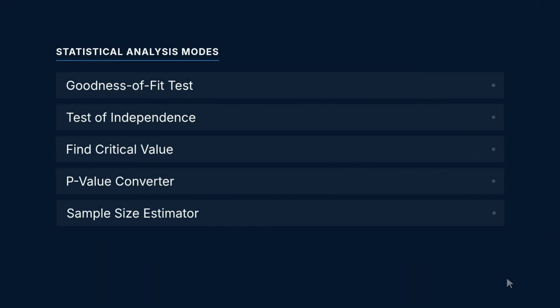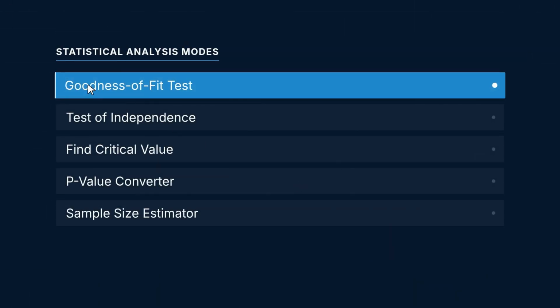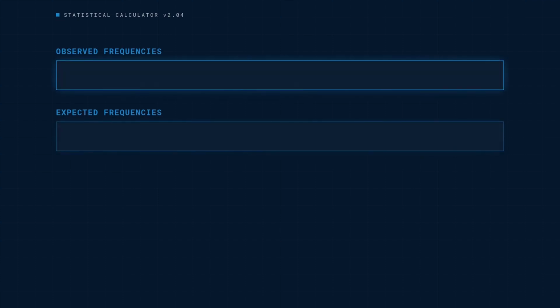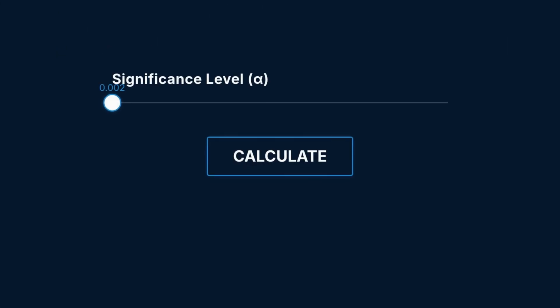For this demonstration, I'm using goodness of fit test. Enter your observed frequencies comma-separated and your expected frequencies comma-separated. Set your significance level alpha between 0.001 and 0.5, then click Calculate.